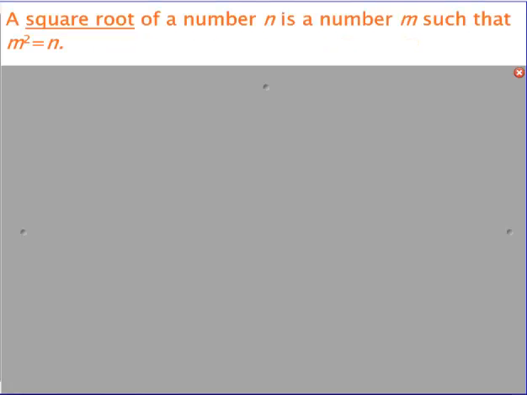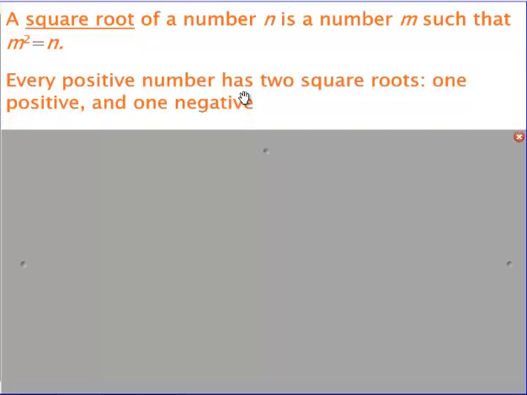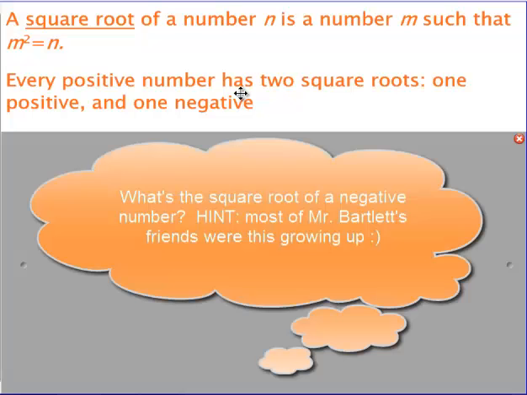Quick reminder that a square root of a number n is a number m such that m squared equals n. Your basic idea is, well, the square root of 9 is 3 to you guys because 3 times 3 is 9. However, that is not the only square root of 9, which we'll talk about right here. Every positive number has two square roots actually, one positive and one negative.